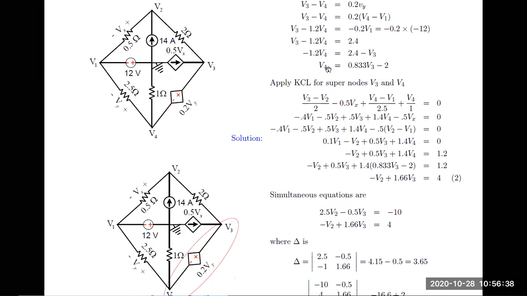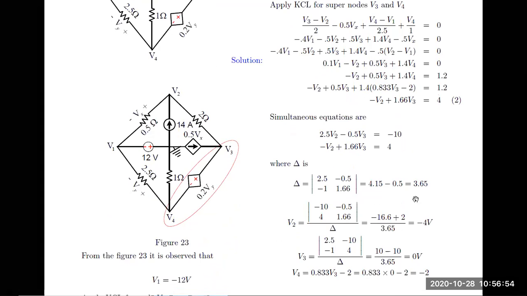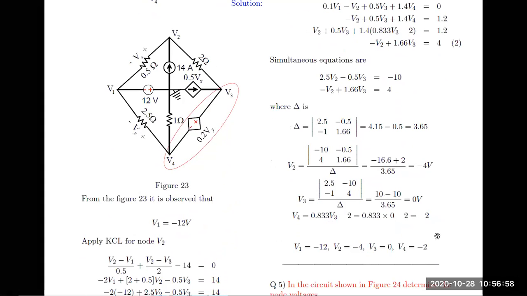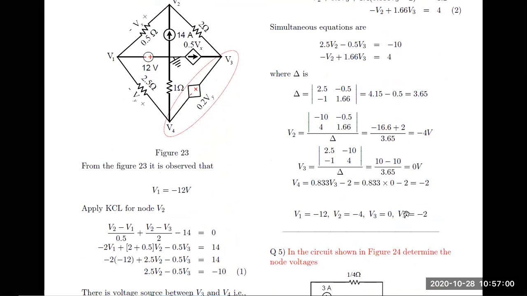I eliminated V4 also. Wherever V4 comes, I am going to substitute it. But anyway, a calculator is there; you can calculate 3 variables. So solving, I am getting V2 and V3. Similarly, V4, V1, everything we can calculate.